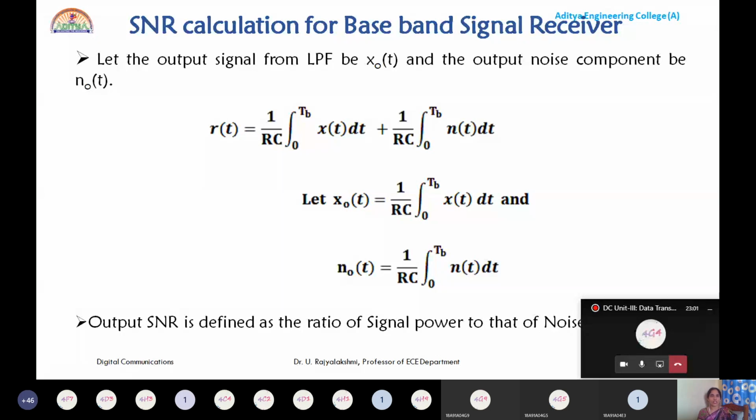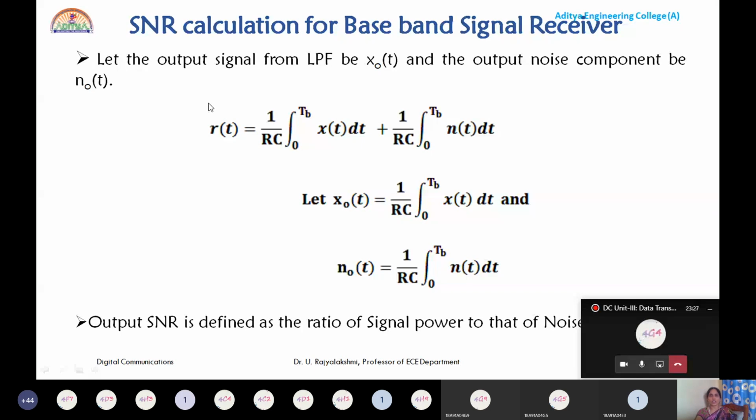Because noise n(t) is added in the channel. So please assume the output signal as x_0(t) and the output noise component as n_0(t). x(t) and n(t) are the inputs, and x_0(t) and n_0(t) are the outputs.